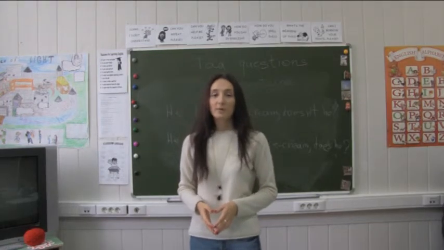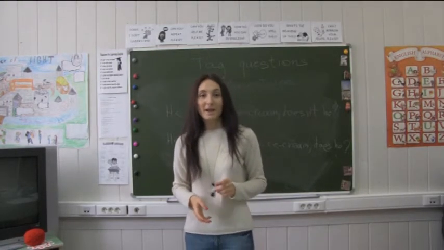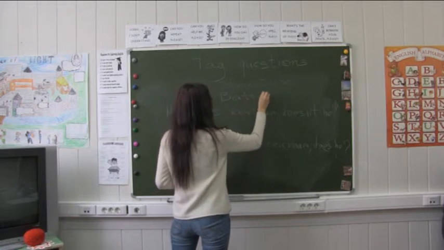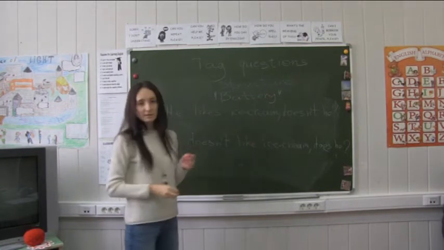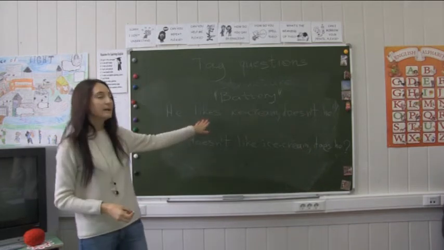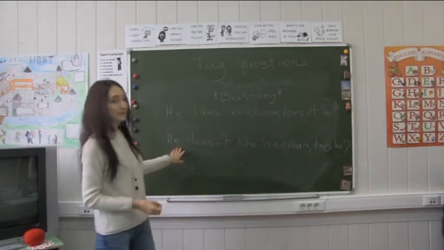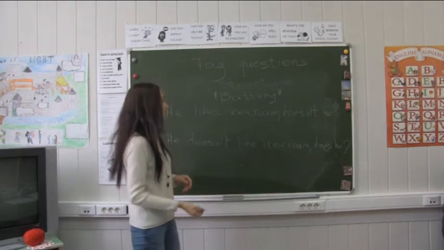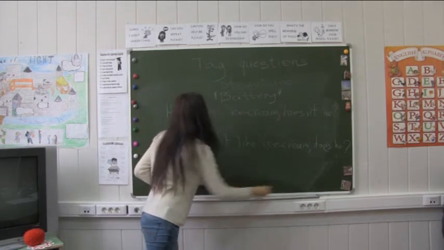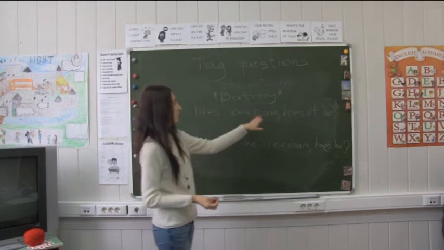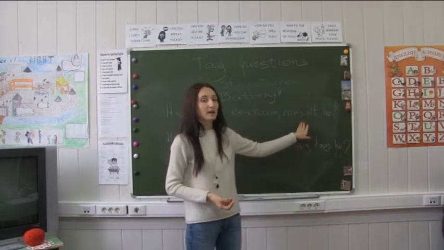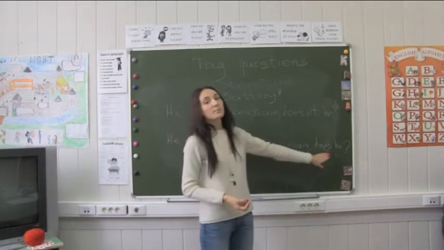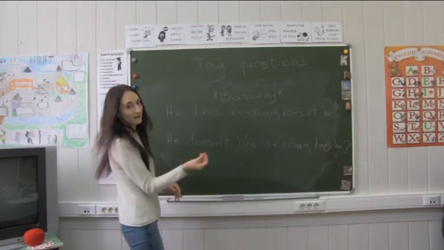And the main point about forming a tag question is the battery rule. So we'll write battery. What does it mean? Look at these two examples. He likes ice cream, doesn't he? And the second one, he doesn't like ice cream, does he? So maybe you have noticed that in a positive sentence, he likes ice cream, we use the negative question tag, doesn't he? And in a negative sentence, we use a positive question tag. So it's like in a battery.